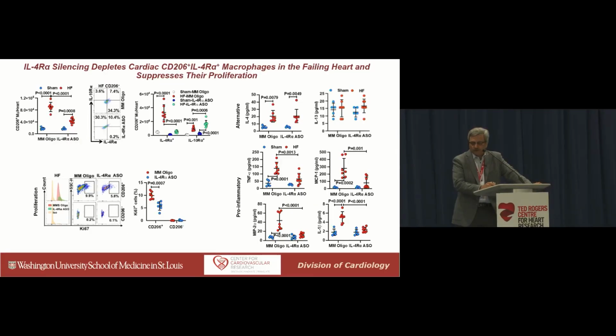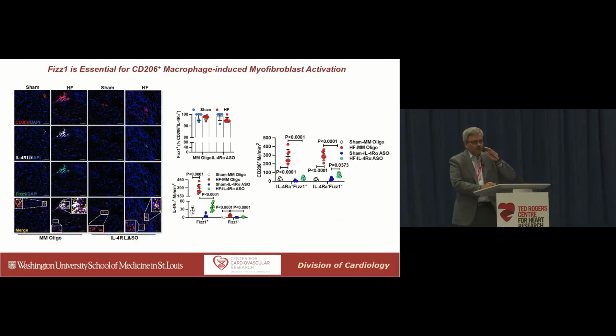receptor alpha-directed therapeutics. Just going back to Fizz1, here we did a histological analysis of the treated groups for CD206, IL-4 positive, Fizz1 positive macrophages with these oligos. And the long and short of it is that giving this therapeutic reduced the number of CD206 positive cells, CD206 positive IL-4 positive cells, and CD206 positive IL-4 positive Fizz1 positive cells. And almost all of the IL-4 receptor expressing cells were Fizz1 positive.